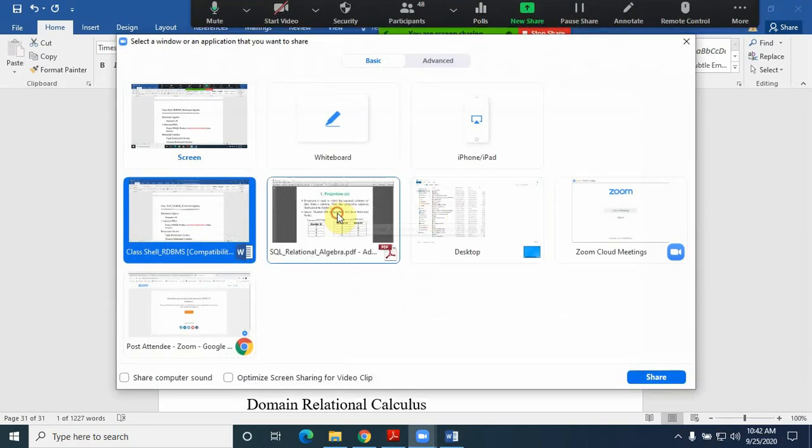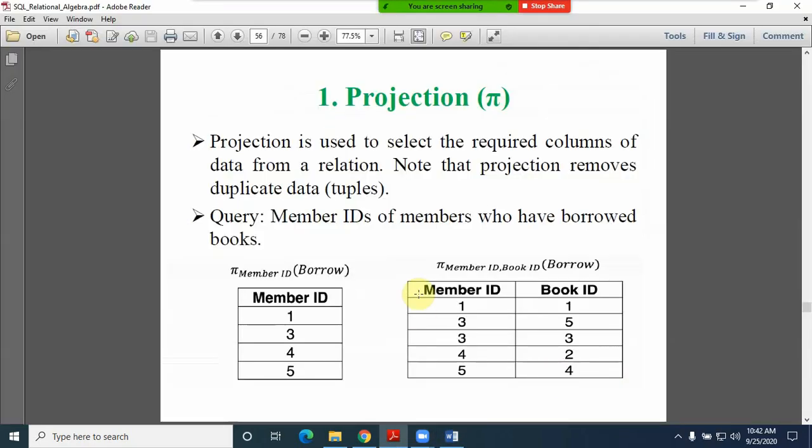So what we are seeing here is that projection allows us selection of required columns out of, say, existing 10 columns. If I want to select only 2 columns, then that is known as the projection. In the examination or in the viva, the examiner may directly ask you to apply the projection on a particular table with whatever columns you want. So in that case, you need to observe based on the requirement, friends. Here the requirement is member IDs of the members who have borrowed books.